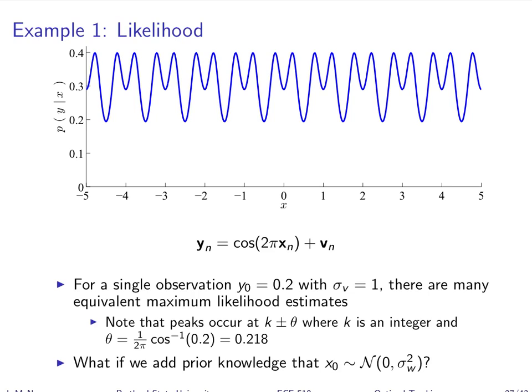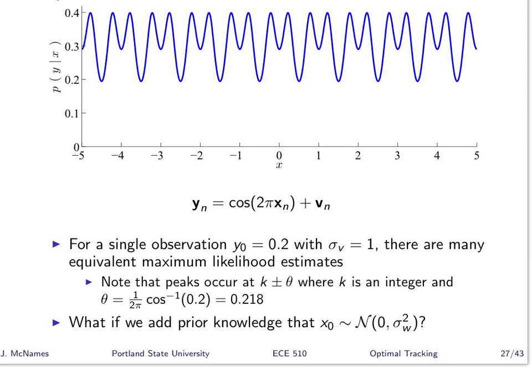So let's go Bayesian, and let's say we happen to have prior knowledge that at least at time 0 it's a normal distribution with some variance.